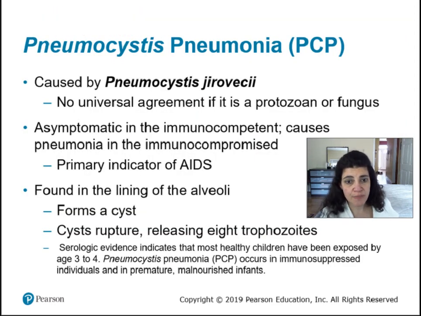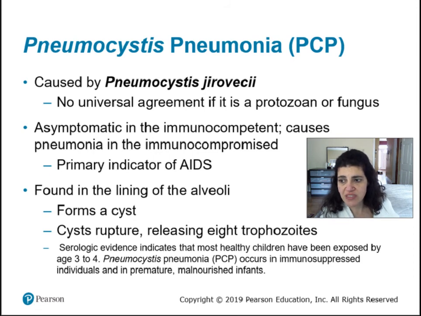This disease is usually asymptomatic, but in immunocompromised patients it can become symptomatic and manifest itself. It's a primary indicator of AIDS. Most patients with AIDS have Pneumocystis pneumonia. What else I wanted to tell you? Serological evidence indicates that most healthy children have been exposed to Pneumocystis by age 3 or 4. It is considered a fungus because of nucleic acid and biochemical analysis. That's why they say this is not a protozoan, but a fungus.